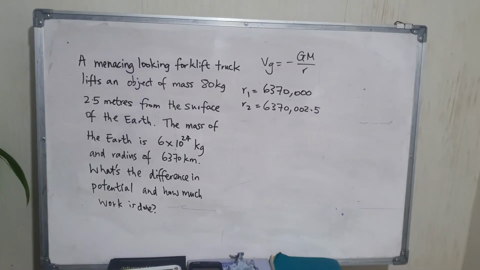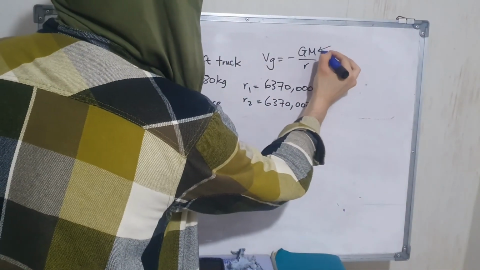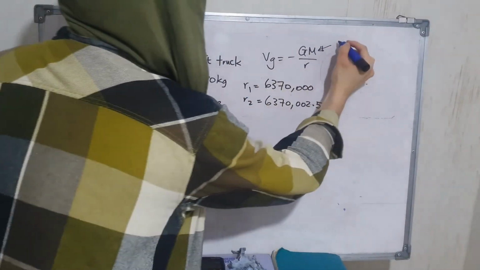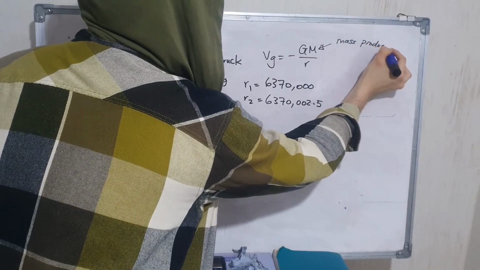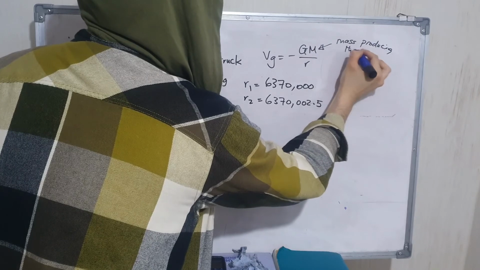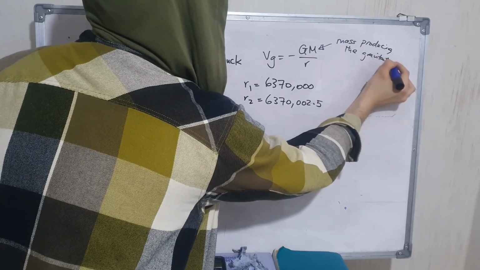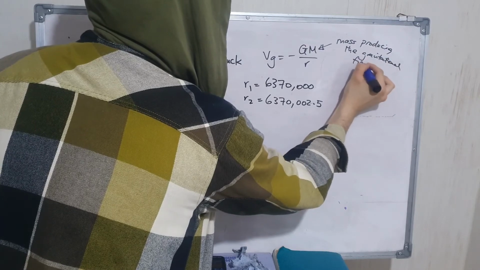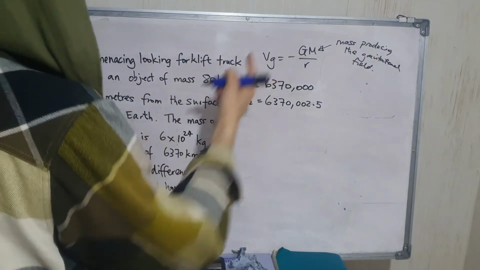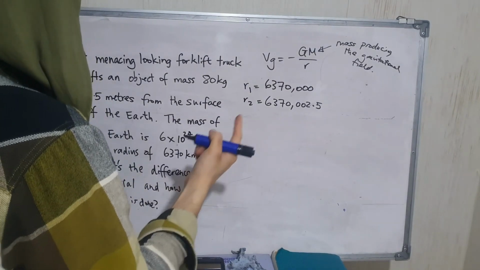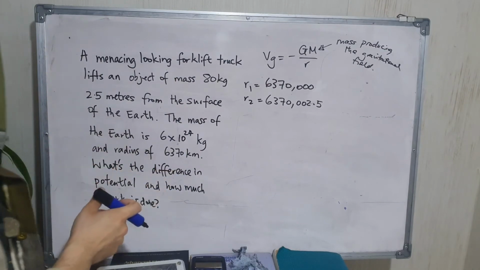And in this case, what is M? M in this case is the mass that's producing the field. So this is the mass that is producing the gravitational field. In this case, it's the mass of the Earth. All right, so let's put the numbers in and work out the change in gravitational potential.